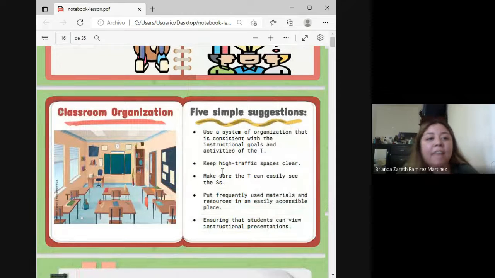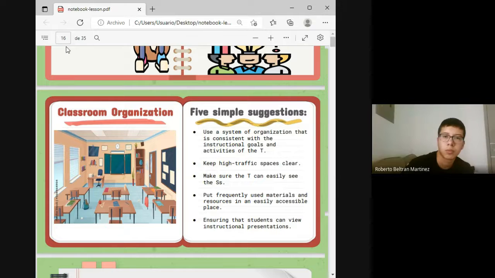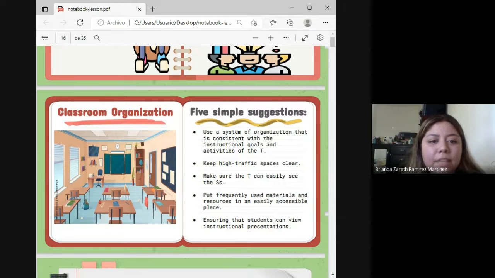Okay, now we have class organization. In a classroom, a teacher's goal should be to create an environment that fosters learning. Therefore, the teacher has to organize the classroom in order to use the space efficiently and to minimize distractions. Usually, there are five simple suggestions so the teacher can accomplish this. The first one is for the teacher to use an organization system that is consistent with the instructional goals and activities that she's going to be doing. Then, keep high traffic spaces clear, like in between the students' desks.